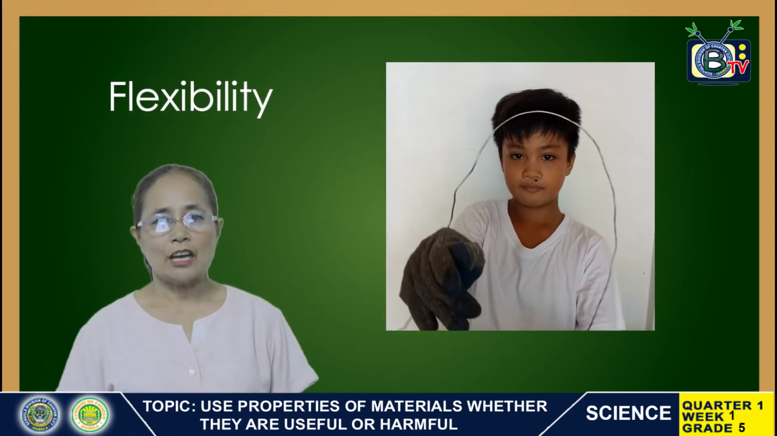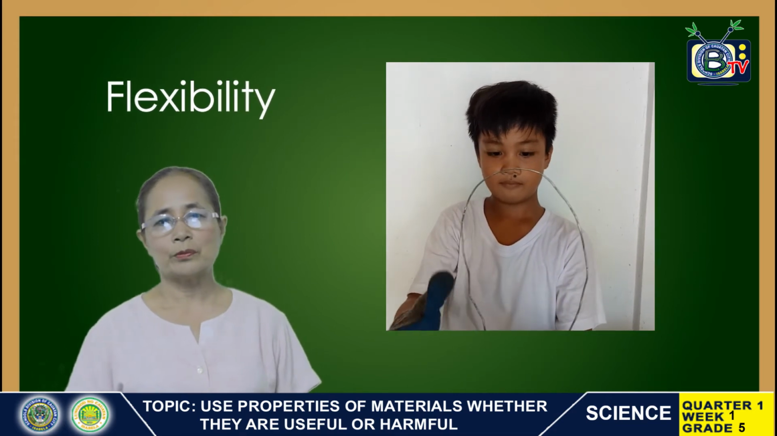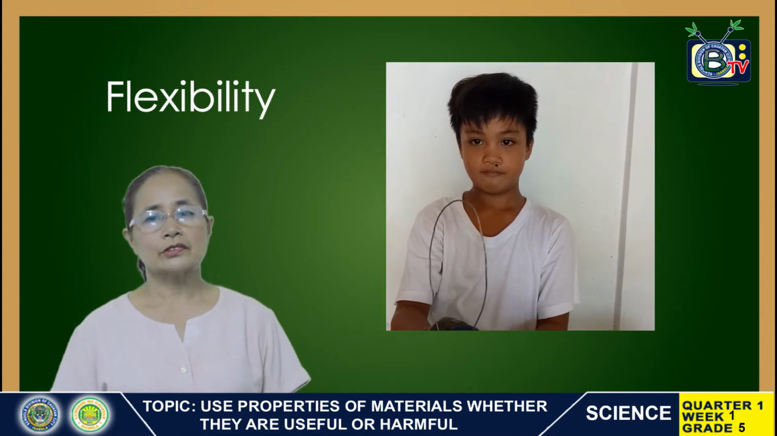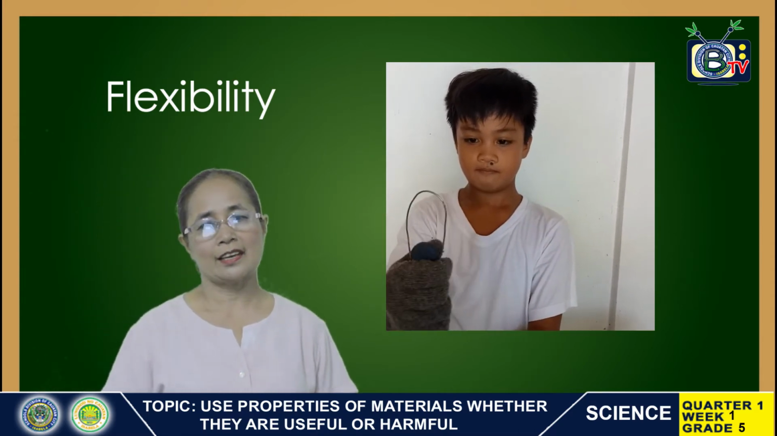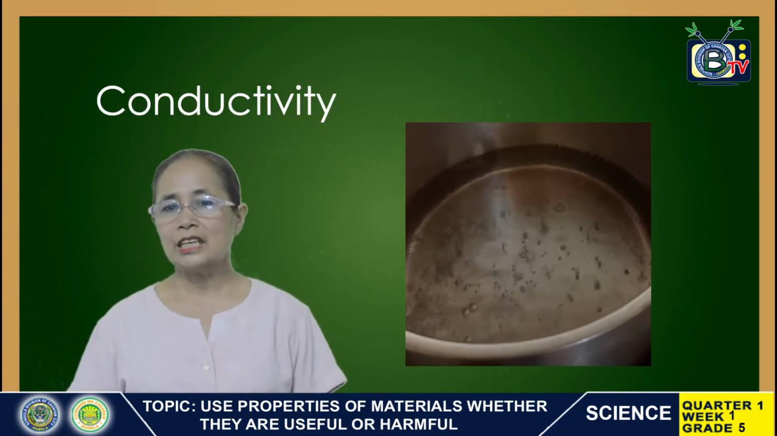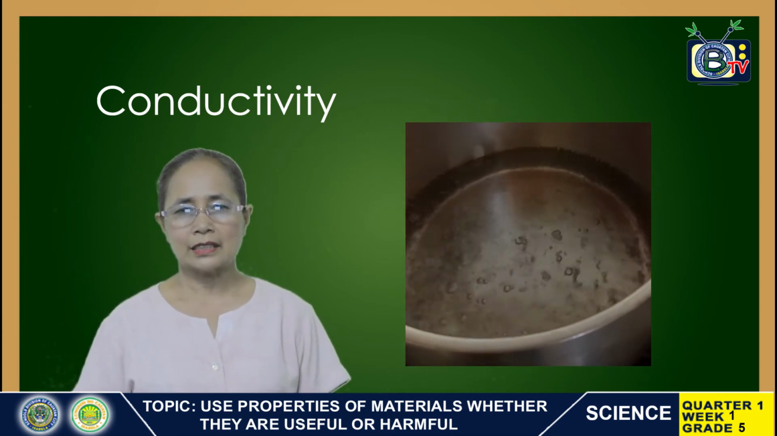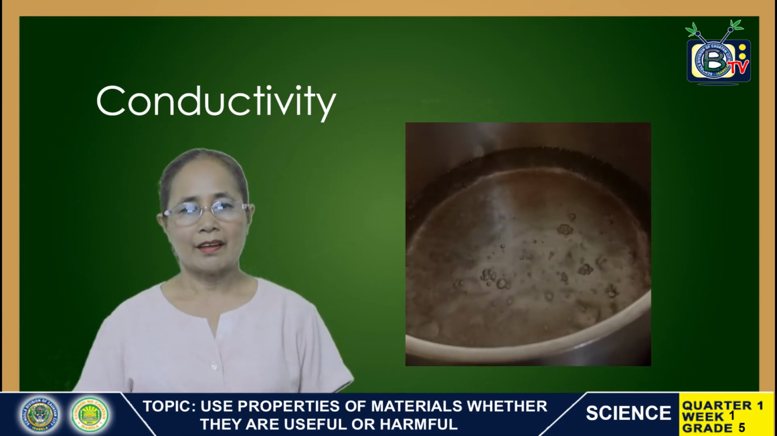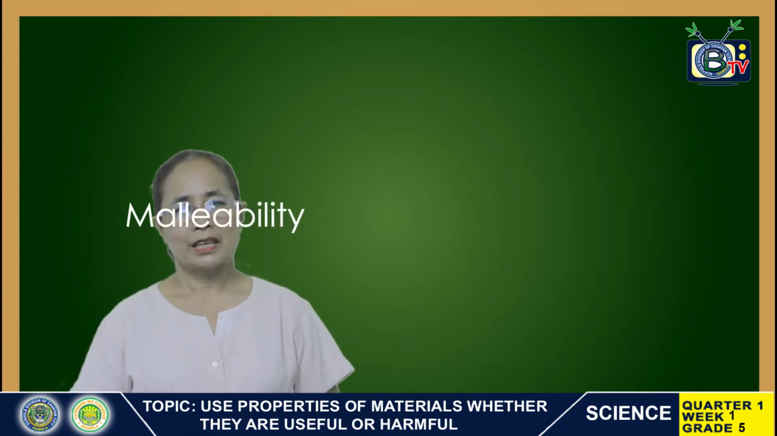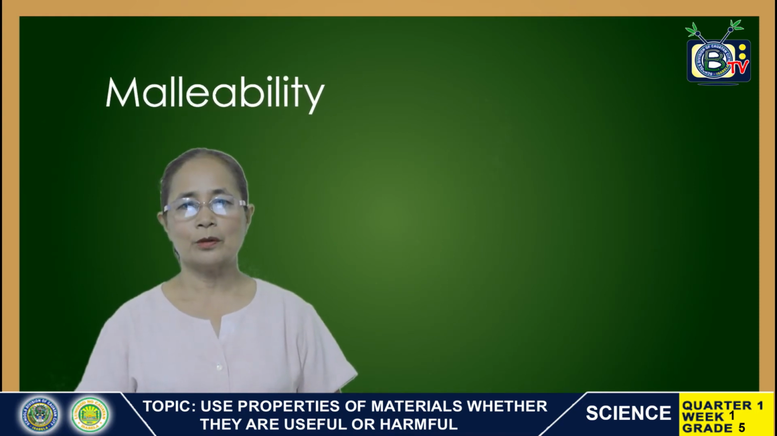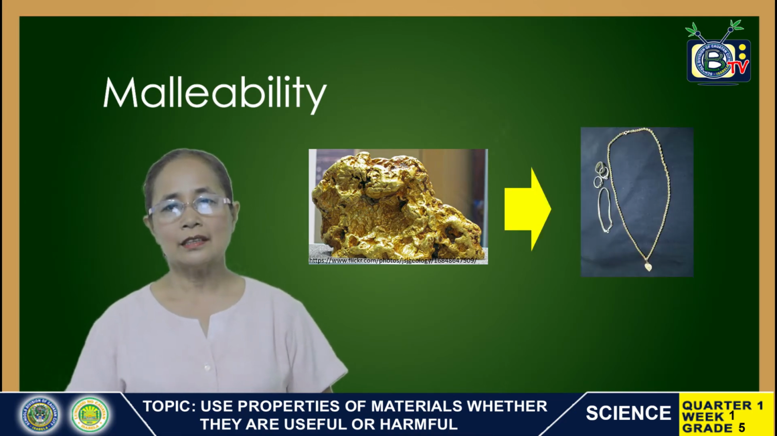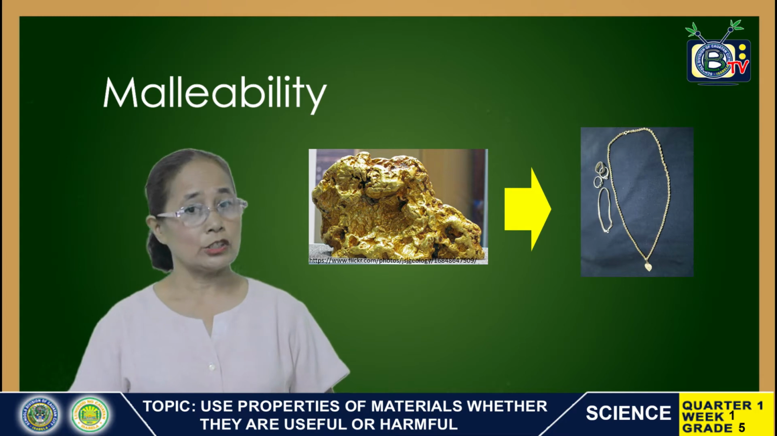Flexibility is the ability of a material to be bent without breaking. Thin metal wires and plastic strings can be used for tying or binding objects and things. Conductivity is the ability of a material to allow heat and electricity to pass through it. Metals are good conductors of heat and electricity. Malleability is the ability of a material to deform under pressure. Gold can be hammered into flat sheets until the desired shape of jewelry is obtained.